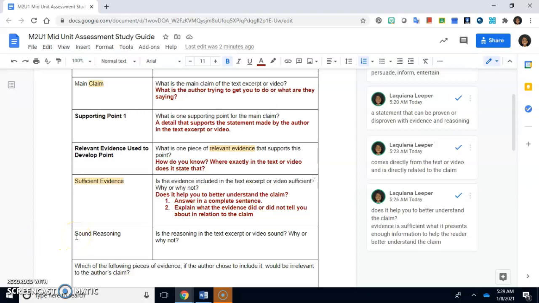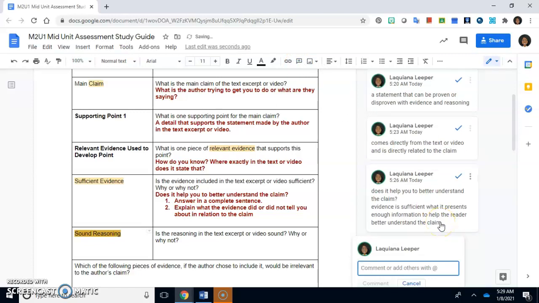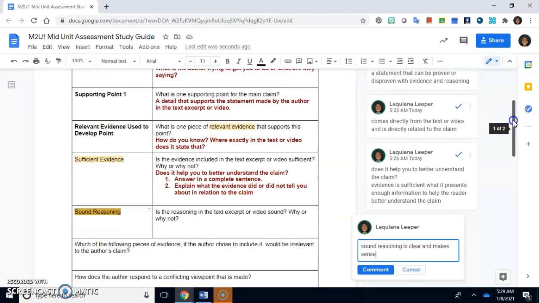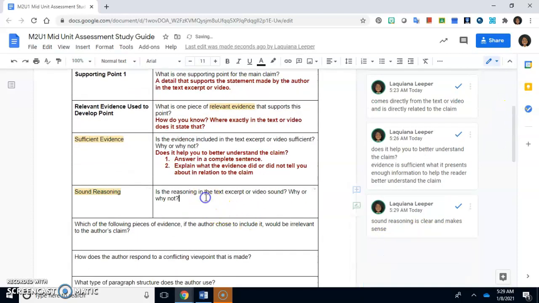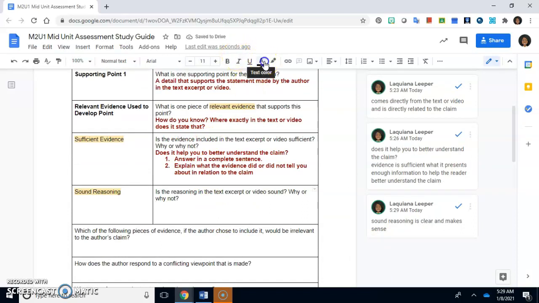So the next part is sound reasoning. So when we think about sound reasoning, it makes clear sense. So sound reasoning is clear and makes sense. Does the evidence actually connect to the claim, right?